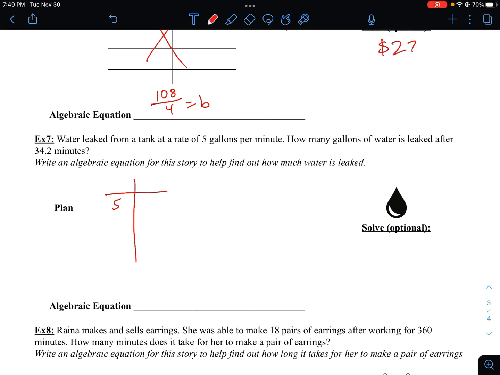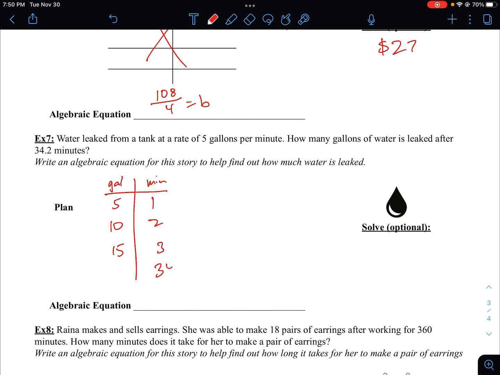So 5 gallons, 1 minute, right? So this is gallons of water leaked, and this is the number of minutes. So after 2 minutes, you should get 10, and after 3 minutes, you should get 15. Well, let's not do 4 minutes. Let's just put in the information we know. After 34.2 minutes, where does 34.2 go? It goes under the minutes side. How many gallons are leaked? That's the question mark, which we're not going to use. We are going to use a variable. All right, let's look for patterns now. How do I get from 5 to 1?